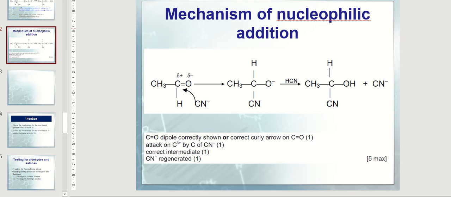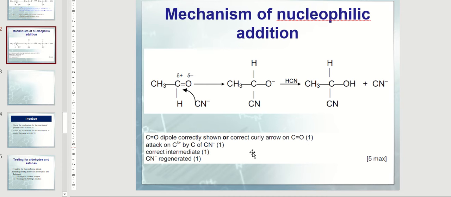Aldehydes and ketones react with HCN to form hydroxynitrile. So we always start with a carbonyl compound reacting with HCN, and they form hydroxynitriles. Now, this reaction uses a mechanism called nucleophilic addition. Here I have a diagram showing the mechanisms.